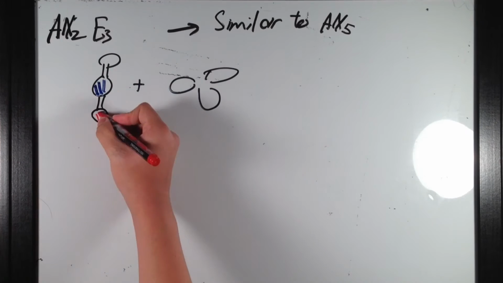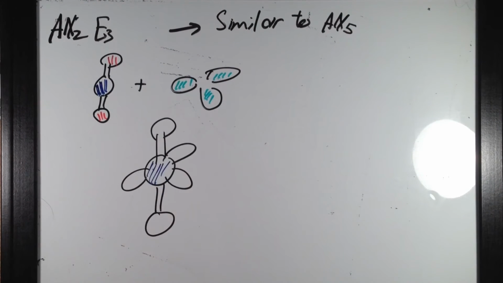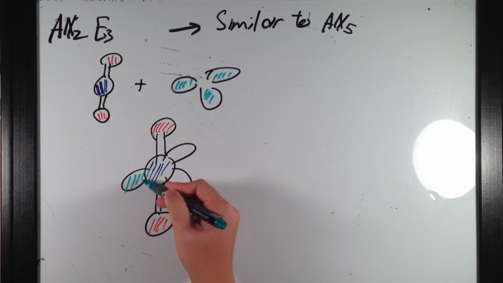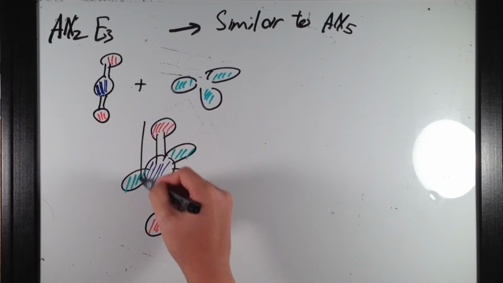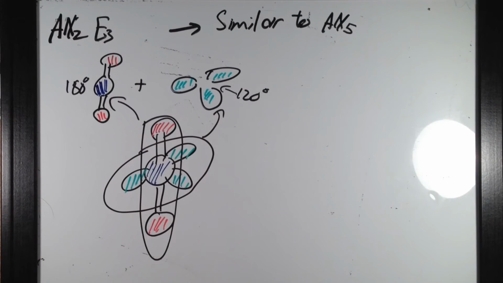AX2E3. This variation of AX5 is a linear one. The 2 atoms are linearly spaced as the 3 electron pairs repel the 2 atoms equally and are arranged in an AX3 pattern perpendicular to the 2 atoms.